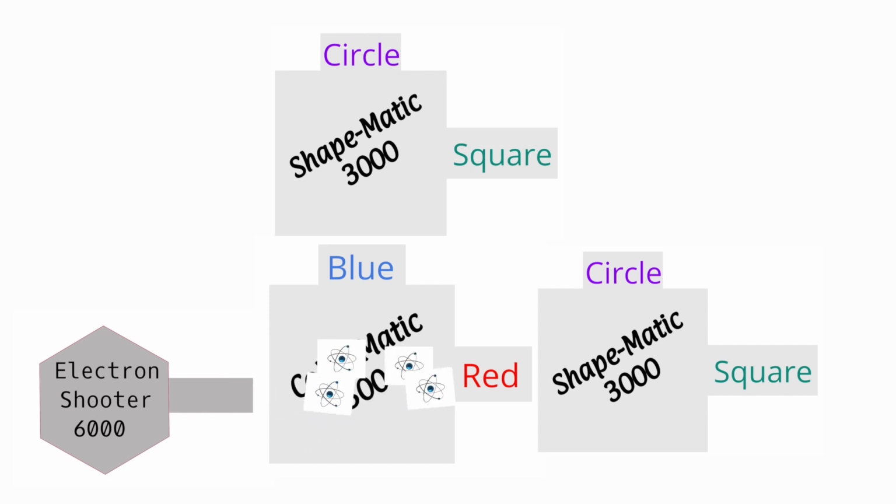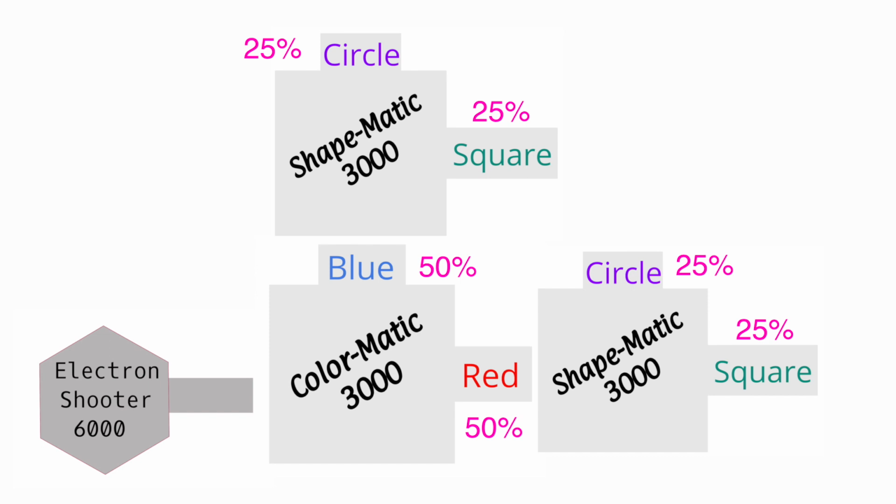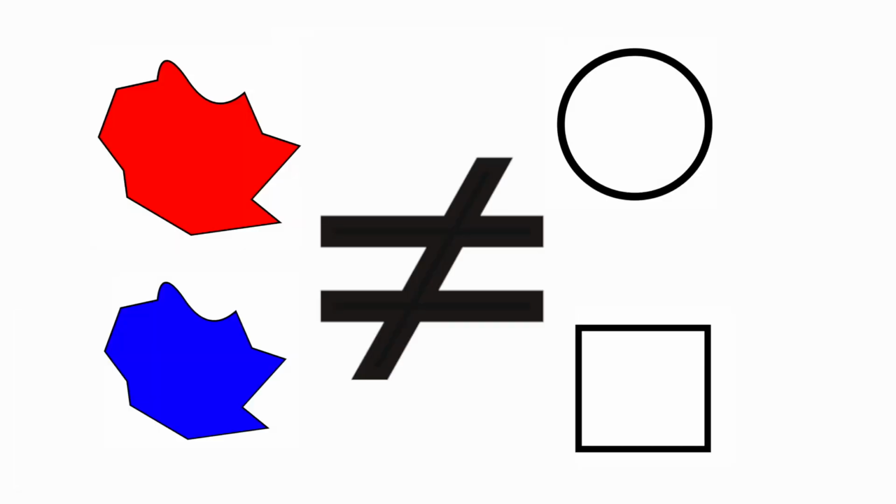Based on this, we can set up an experiment that first classifies the color and then classifies the shape of each of the color's output. We find that 25% ends up in each of the final outputs for circles and squares based on the classification after the color. Based on this experiment, we can see there's no correlation between shape and color.